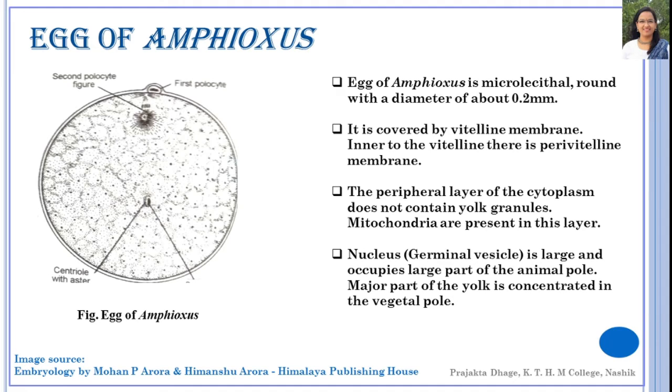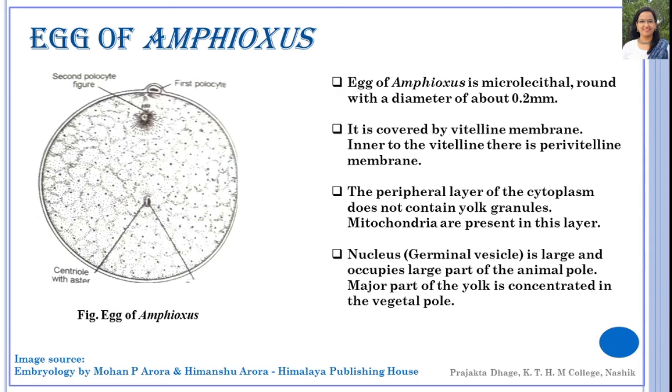Telolecithal egg is going to be heavily laden on one side and will have less yolk on the other side. But here in this case there is a very slight difference in the amount of yolk on both sides, towards the animal and the vegetal pole. Where the nucleus is present is referred to as the animal pole, and this particular region will be referred to as the vegetal pole. This was about the egg of Amphioxus.